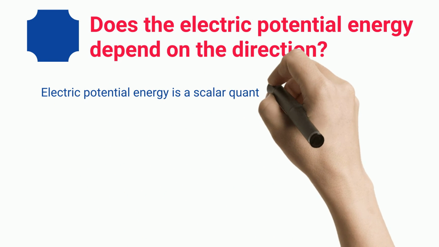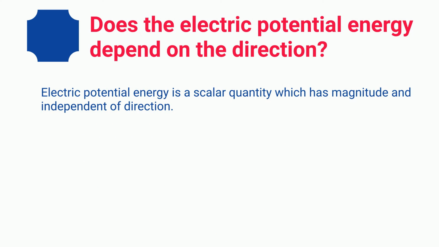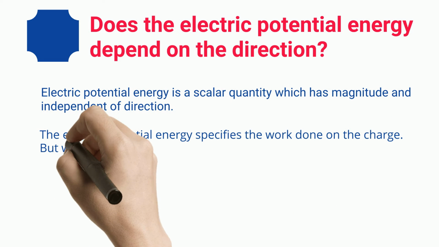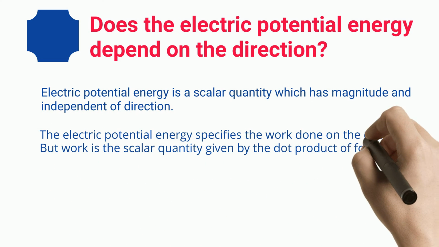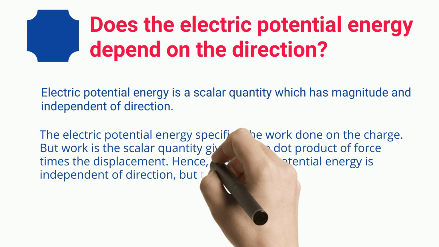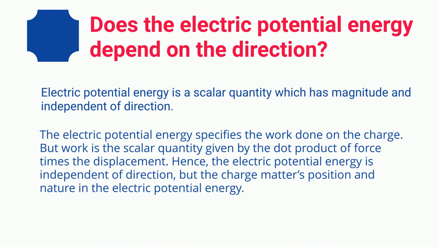Does the electric potential energy depend on the direction? Electric potential energy is a scalar quantity which has magnitude and is independent of direction. The electric potential energy specifies the work done on the charge. But work is the scalar quantity given by the dot product of force and displacement. Hence, the electric potential energy is independent of direction, but the charge matters, as position and nature matter in the electric potential energy.